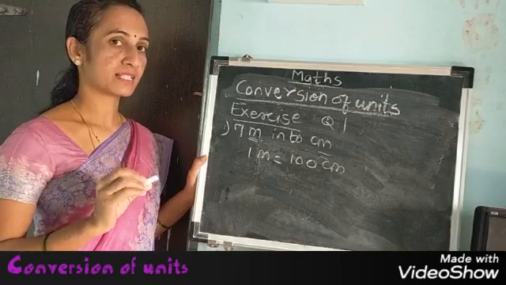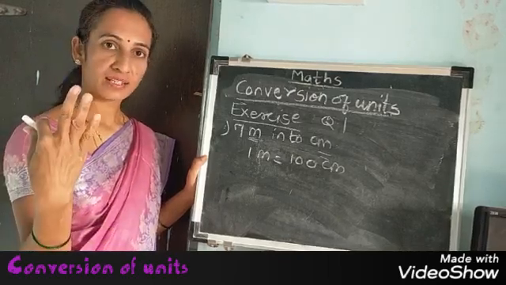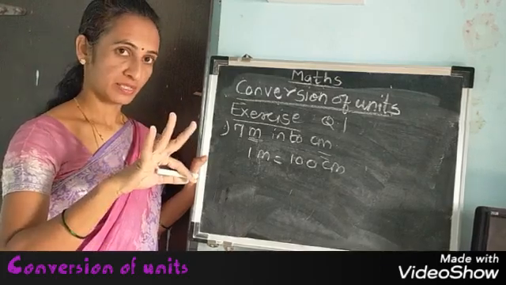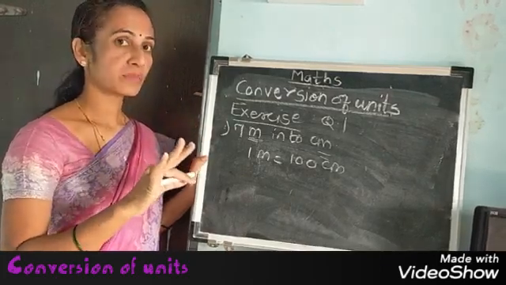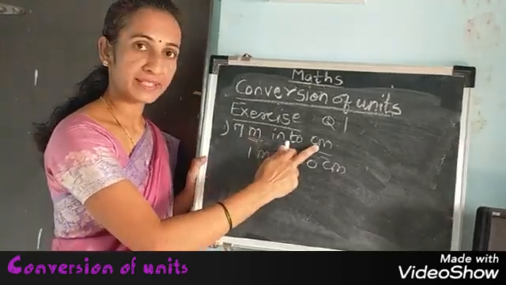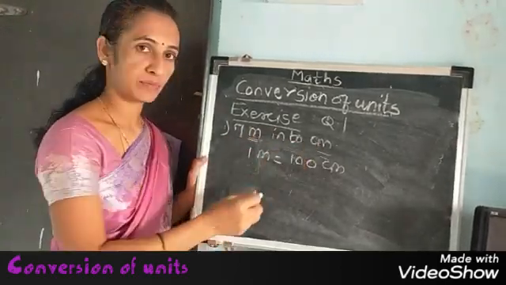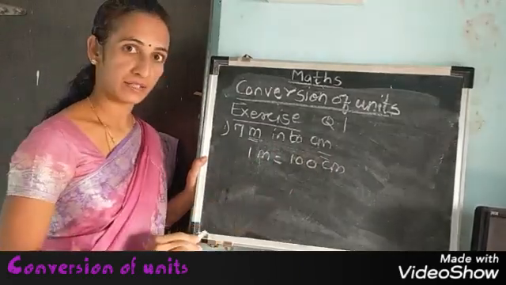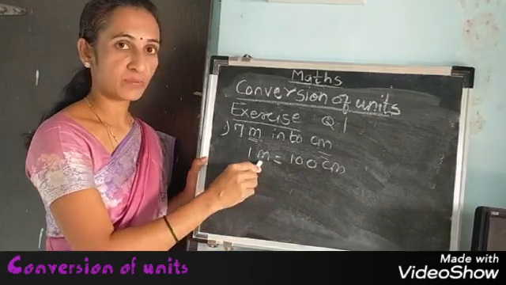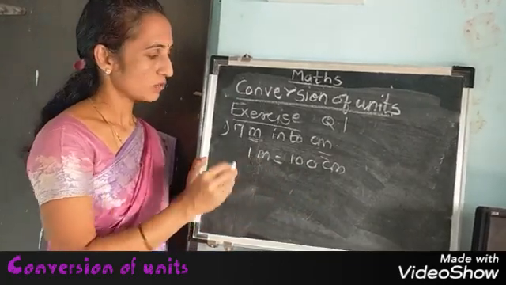How will you understand which note? 3 notes I have given. Okay, in a note there are 3 numbers. So which number note you can use? You have to see the units in example. Here meter and centimeter, same units must be there. So 1 meter is equal to 100 centimeter. It is the second point in the note. So this you have to take.